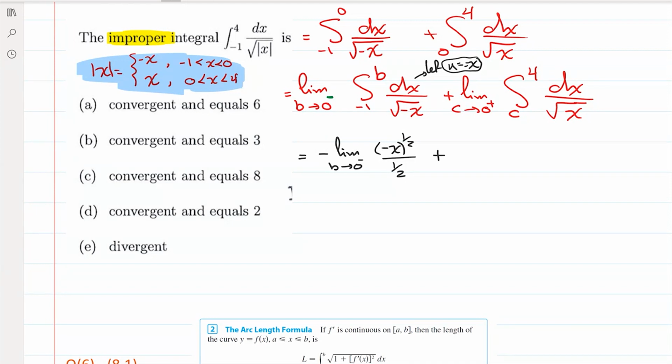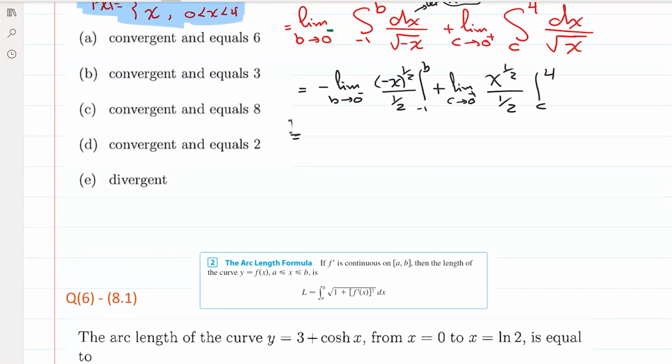You suppose that let u equal x, or you don't need to make substitution here, just because you integrate 1 over root x, it is x to the power half. Take it up, it will be minus half. Integrate it, it will be x to the power half over half, from c to 4. And here it is from -1 to b, right? And don't forget the limit as c goes to 0 from right. Once you simplify this one, it will be -2 limit as b goes to 0 from right of, what is this one equal? It will be minus b to the power half minus 1 to the power half.